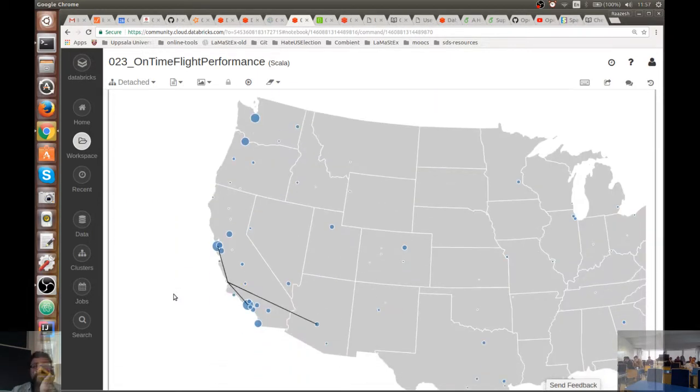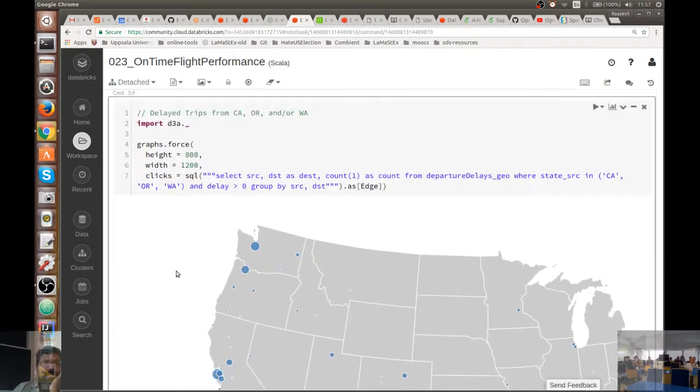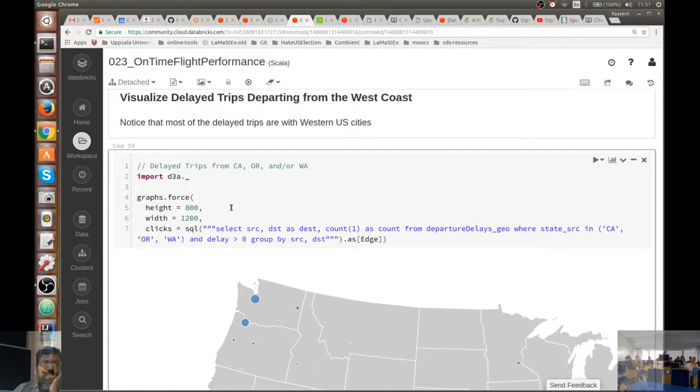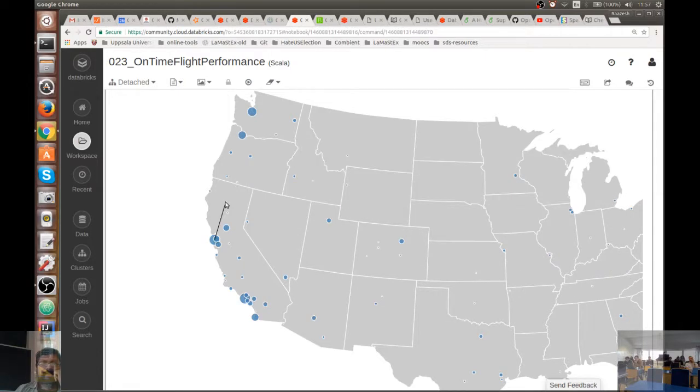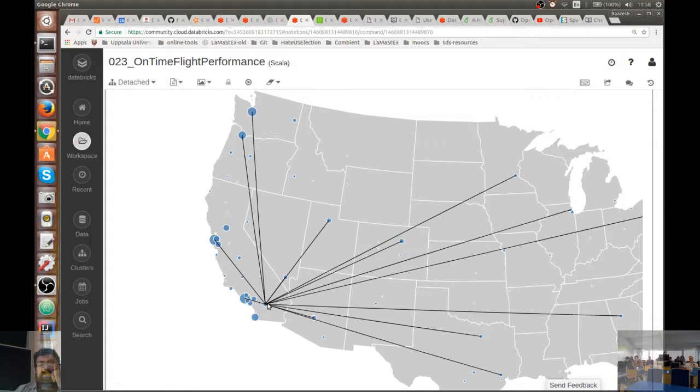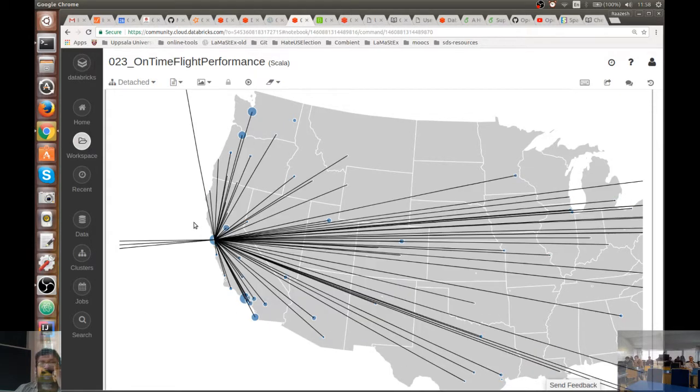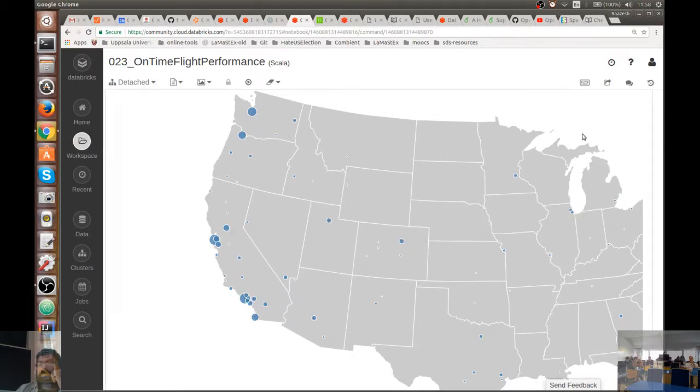So for example, you can say, well, I'm easily able to visualize delayed trips that are departing from the west coast of the US. So these are my delayed trips from various airports on the west coast. So this is nice. And you will see how everything comes together.